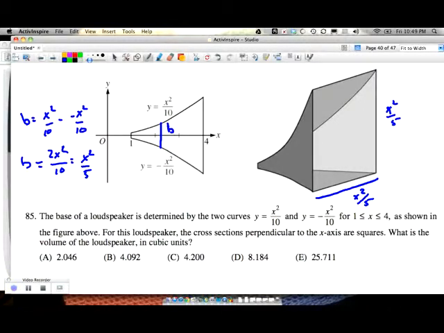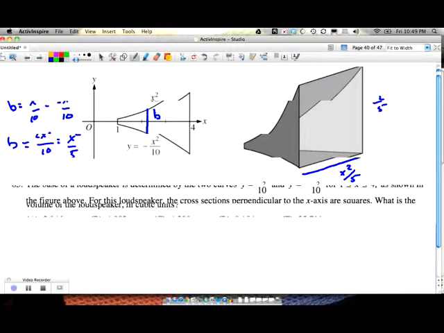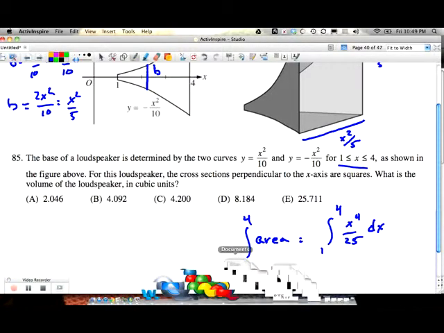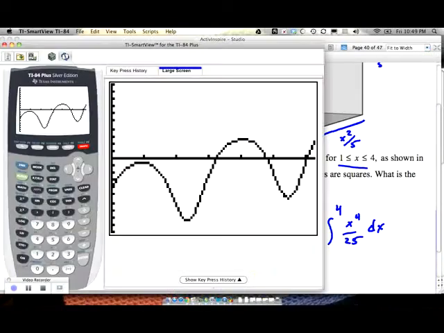So what I'm trying to find then is the integral of these areas. So it's the integral of this area from, do we have a range here, from 1 to 4. So it's going to be the integral from 1 to 4 of the area, which is those two pieces times each other. It's going to be x to the 4th over 25. This is just a calculator problem. Could do it by hand, but no reason to. I have a calculator, so let's use it.